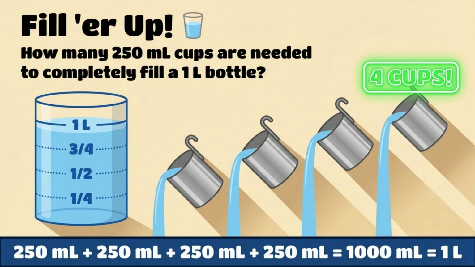Let's solve a simple problem. How many 250 milliliter cups are needed to fill 1 liter? We know 1 liter equals 1000 milliliters. So, 1000 divided by 250 equals 4. This means 4 cups are needed.